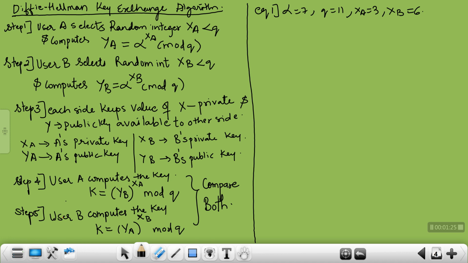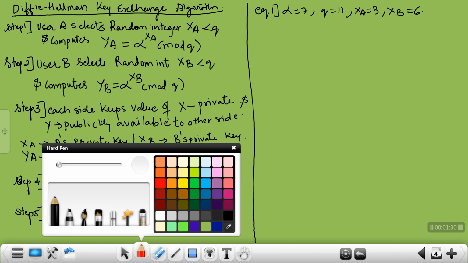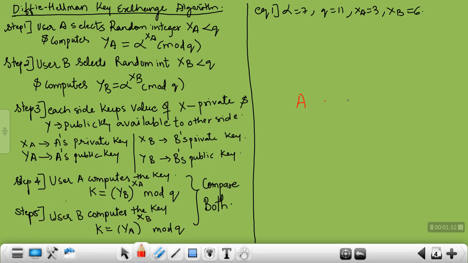Now I can show you all with the help of a diagram. There is a sender A and there is a sender B. Each will have its own private key and its own public key. This private key will always be secret. It won't be shared between each other. But this public key will be public to both.